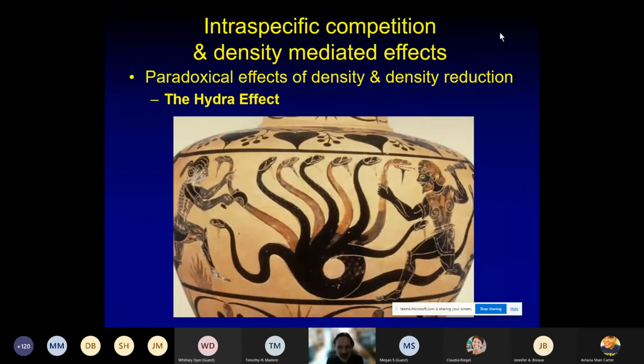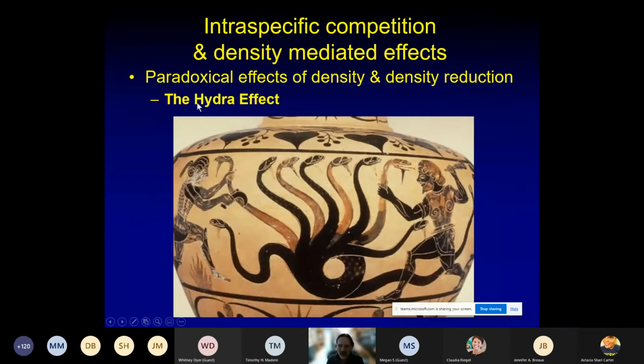Okay, I want to shift from talking about the trait-mediated effects that might arise due to larval competition and density, and talk instead about the effects of intraspecific competition and broadly density-mediated effects, and some of the paradoxical effects that may result from the interaction of larval density and processes like mosquito control that reduce the larval density. And this brings me to a description of the Hydra effect.